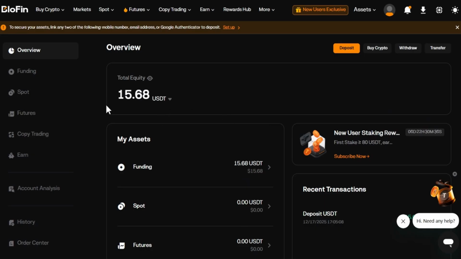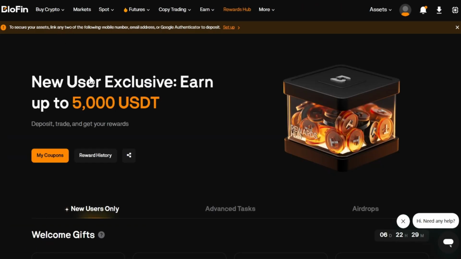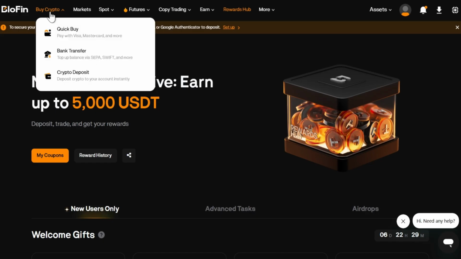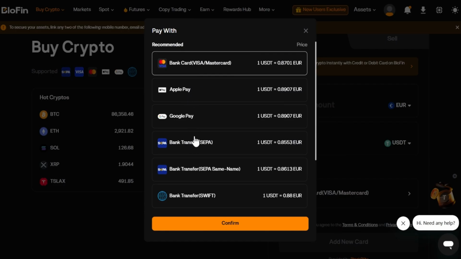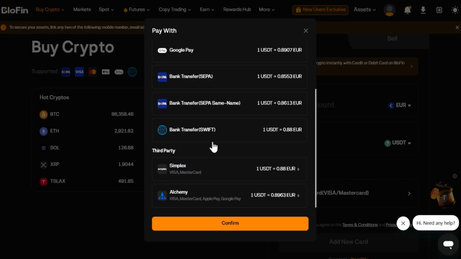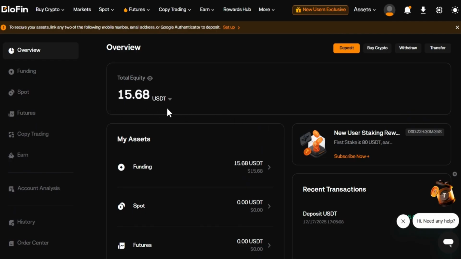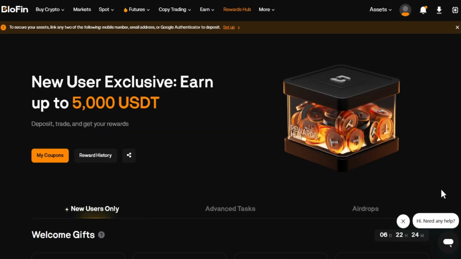or another exchange. If you want to deposit using fiat currency, look for the buy crypto option at the top of the menu. Then select Quick Buy. Choose your currency, enter the amount, select your payment method, and click Continue. Once your funds are deposited, it's time to open a position.